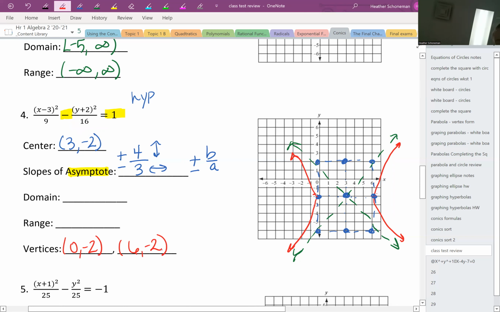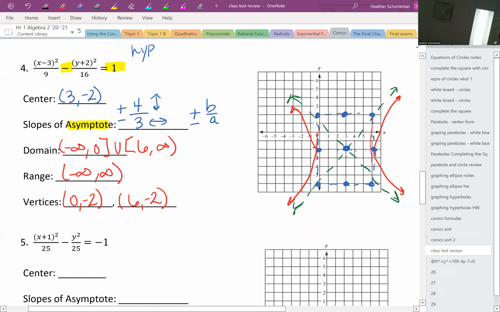The domain, as we read it from left to right, well, it starts at the left at negative infinity, it keeps going until it gets right here at 0. And then it stops, but it picks back up again at 6, and it goes on to infinity. The range is up and down, so it goes negative infinity to infinity.